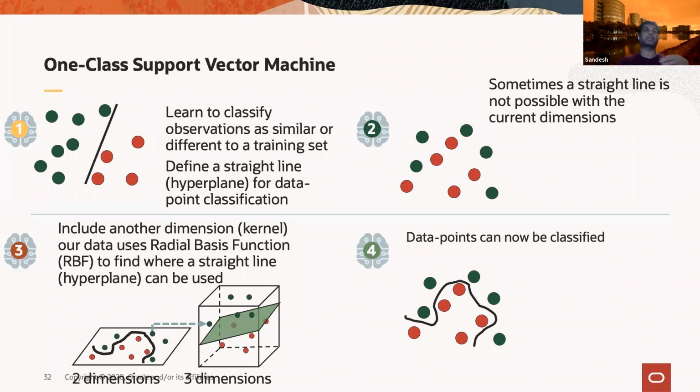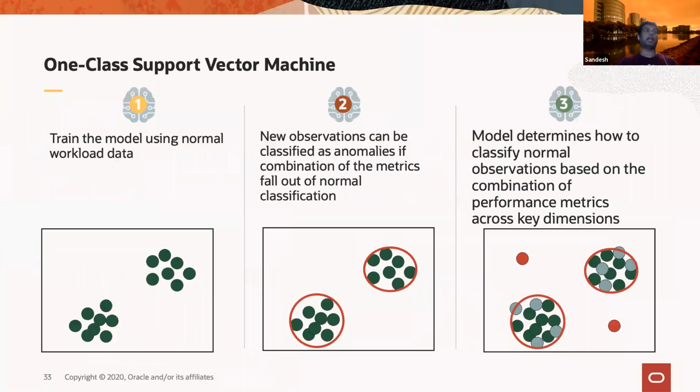A hyperplane is a common term in machine learning, and it's basically trying to identify which points are within a certain plane, and they are related in whatever ways. Then this can be used to classify this data. This is one-class SVM. This is another algorithm. And again, we do the same thing.